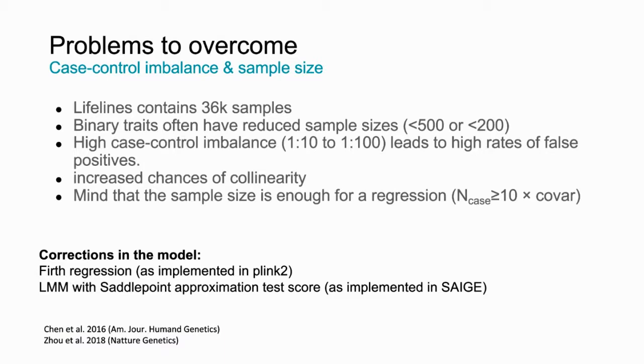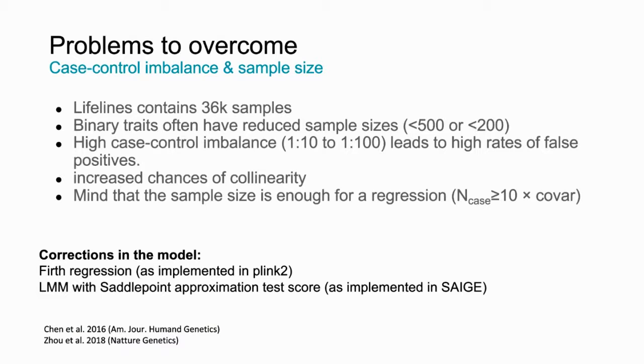So the next problem to overcome would be case control imbalance. We have a large cohort when you look at this data for quantitative traits, because you have 36,000 samples. But when you try to look at the disease, then it gets tricky, because then you can have diseases that have sample size as little as 200, 150 people.